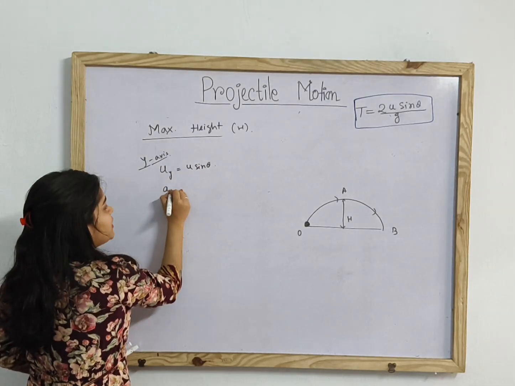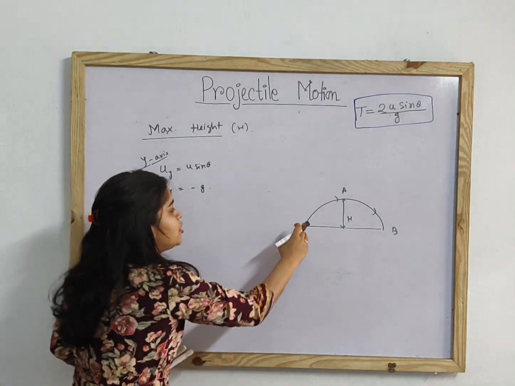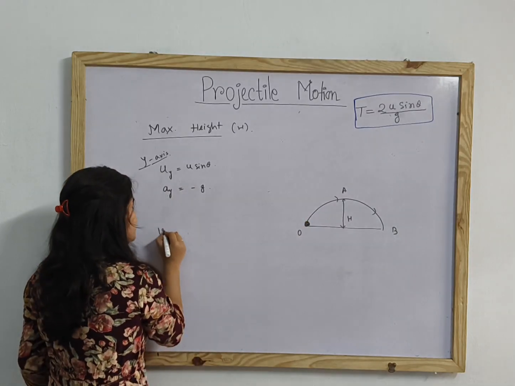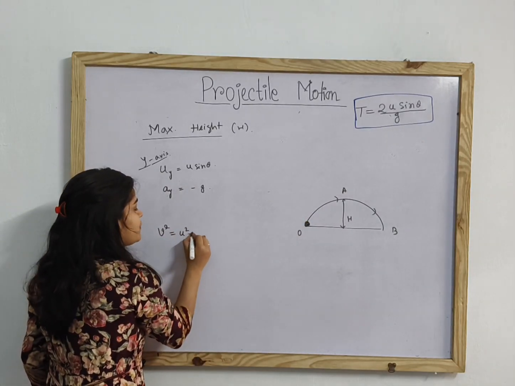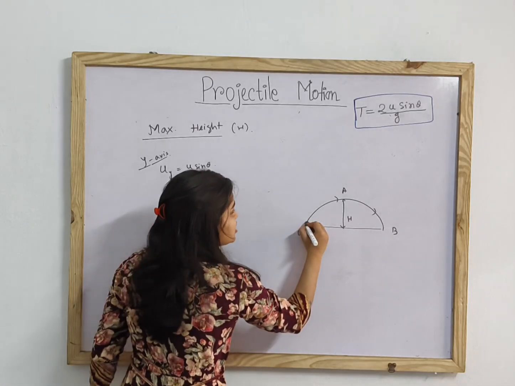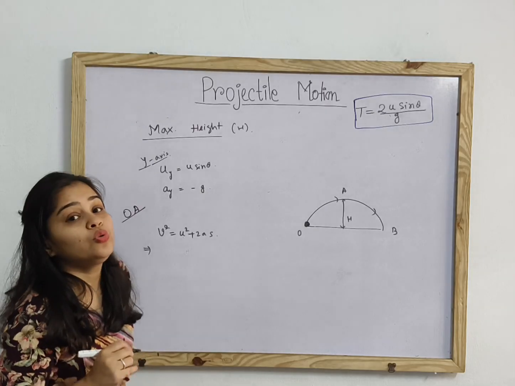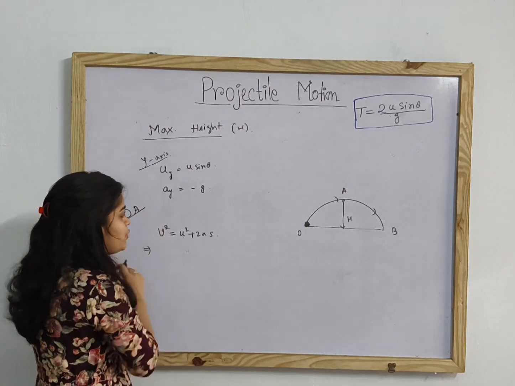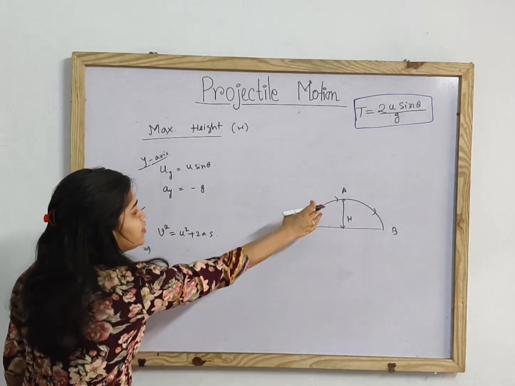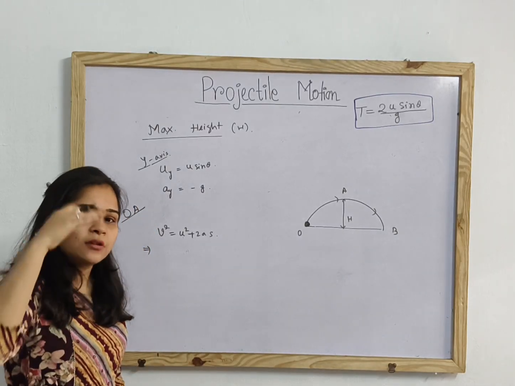And ay is equal to minus g, and the formula which you can use is v square is equal to u square plus 2as. You know this formula. So you can see the journey from O to A. We are taking the journey only from O to A. So in case of O to A, what is the final velocity at A? We are taking only the motion along the y-axis.